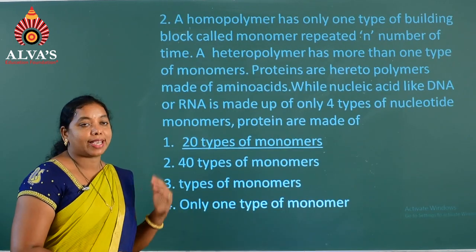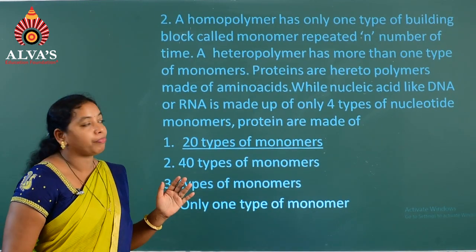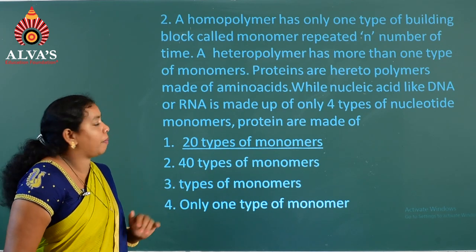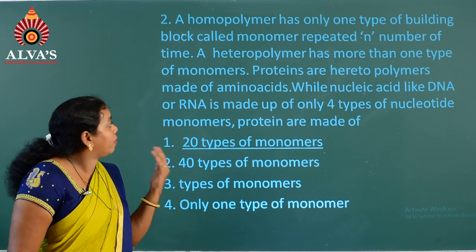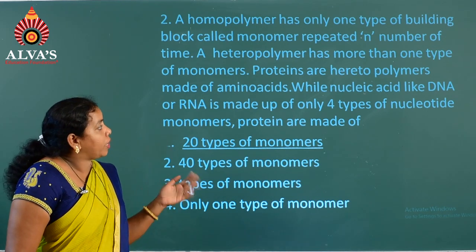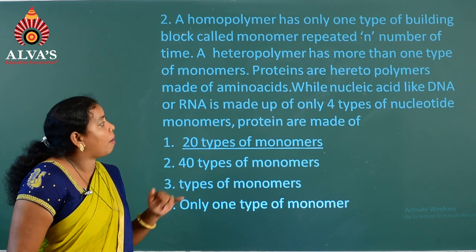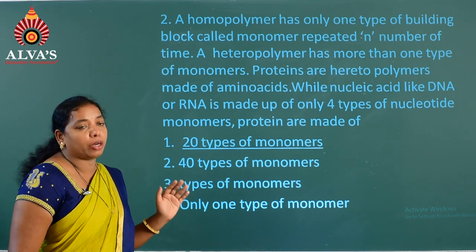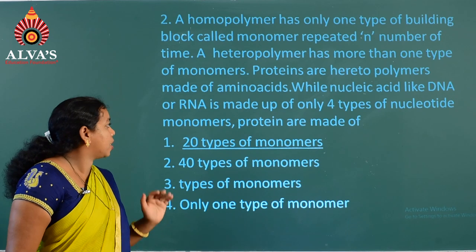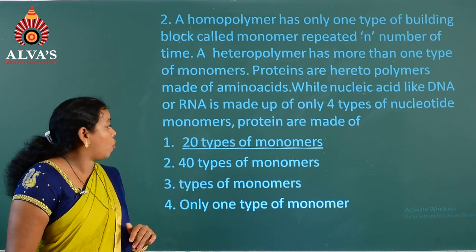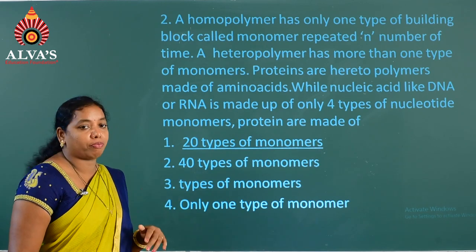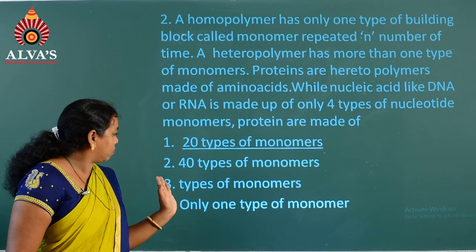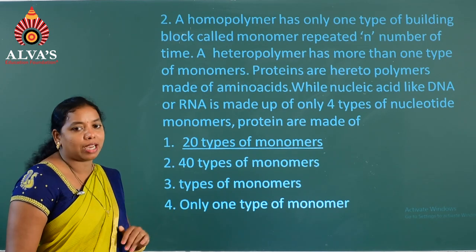The second question: a homopolymer has only one type of building block, called a monomer, repeated n number of times. A heteropolymer has more than one type of monomer. Proteins are heteropolymers made up of amino acids, while nucleic acids like DNA or RNA are made up of only 4 types of nucleotide monomers. Proteins are made up of: first, 20 types of monomers; second, 40 types of monomers; third, 3 types of monomers; fourth, only 1 type of monomer.